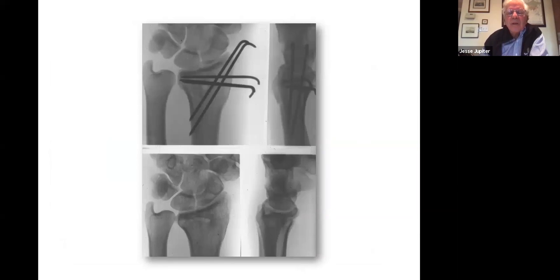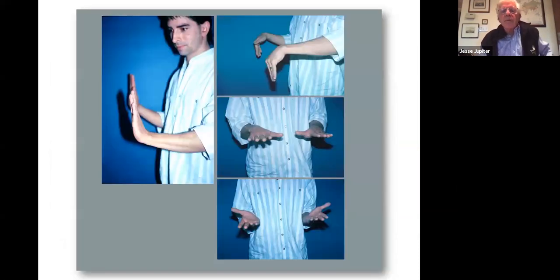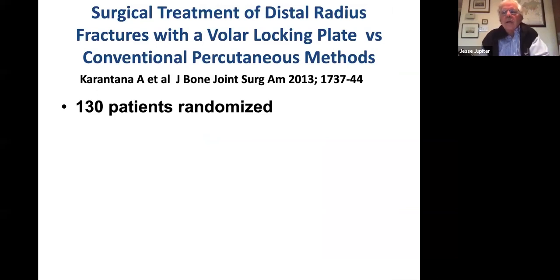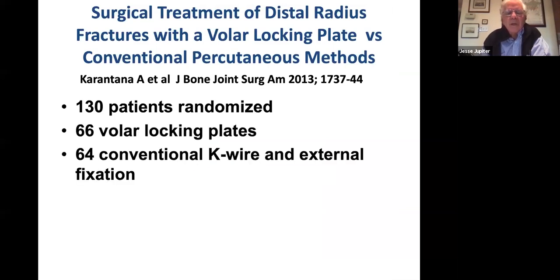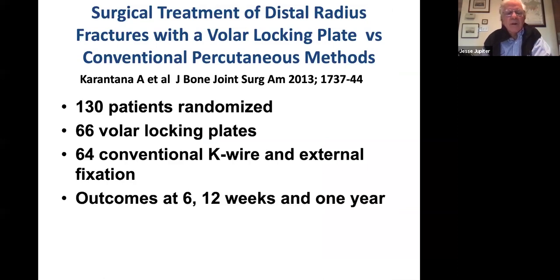And this patient had that 3-part articular fracture. And this is at 3 months. He has a very, very effective and good outcome. So yes, people should be familiar with that. And then let's look at the data. This was a prospective randomized study, volar plate versus conventional percutaneous methods, using external fixation, which is you have to neutralize these pins in bad articular fractures.